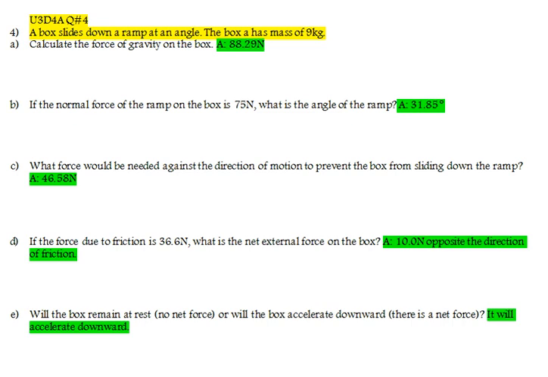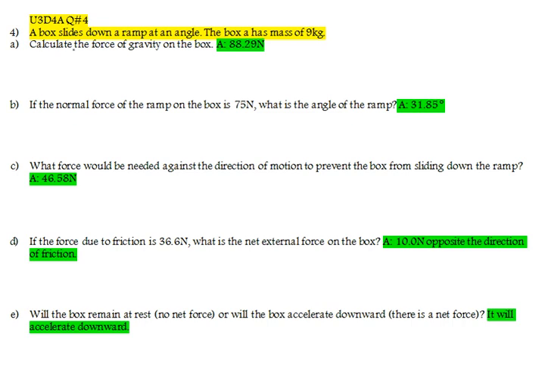In this question, we are trying to find the net external force on an object that is sitting at an incline. And we're also trying to find what the angle of that incline is. So the question is, a box slides down a ramp at an angle. The box has a mass of 9 kilograms.